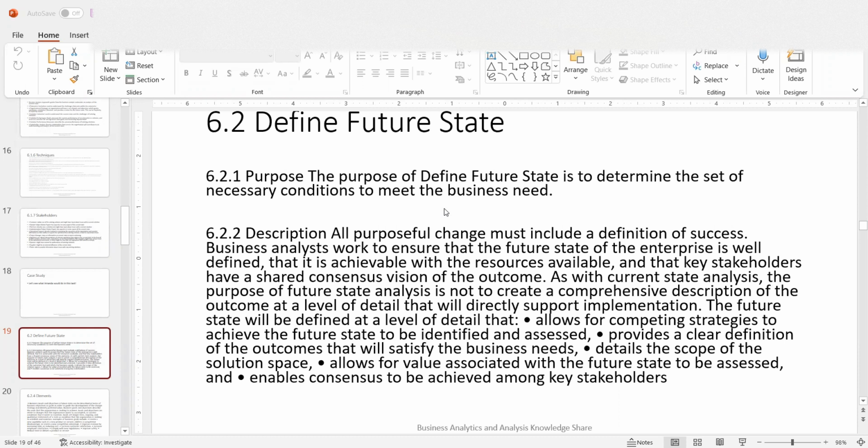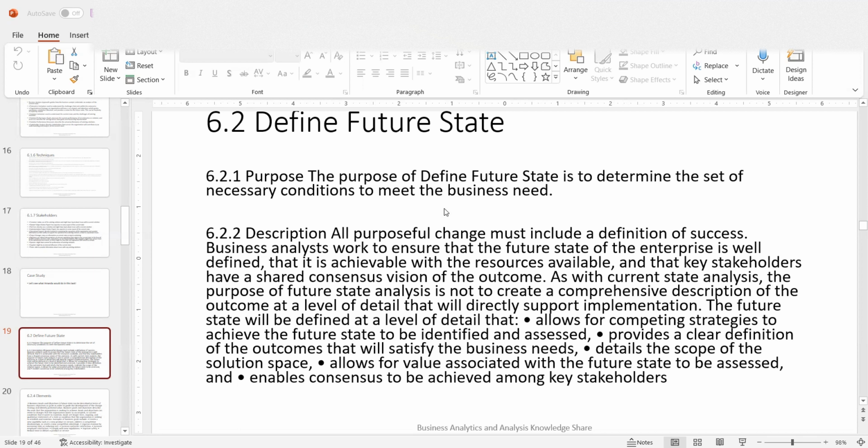So let's look at the purpose behind defining future state. The purpose of defining future state is to determine the set of necessary conditions to meet the business need. In the earlier episode, we spoke about the business need as an example. Amanda is a business analyst, and she's looking to gather an understanding of the current state of what the pizza place is doing in terms of brick and mortar, and trying to understand what the drivers are that are making them move to this online store. So that was the thought.